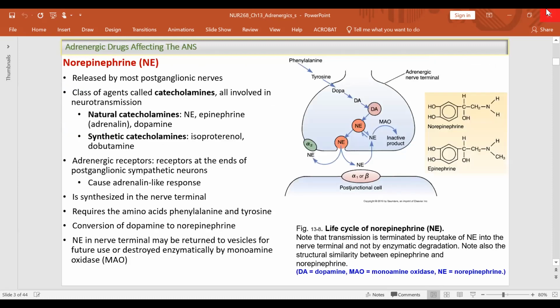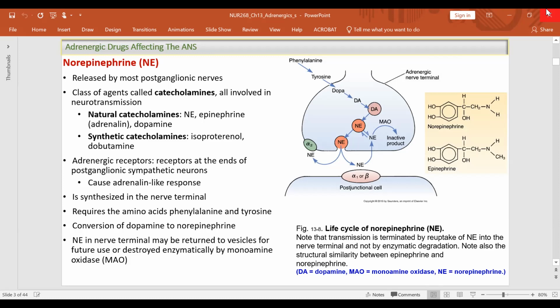So the first slide explains about norepinephrine. I believe that also in chapter 12, I went over and explained the life cycle of the dopamine and the norepinephrine neurotransmitter, and the norepinephrine that is released by most of the postganglionic nerves. We call these agents, the norepi and epinephrine, catecholamines. Catecholamines, norepi and epinephrine.